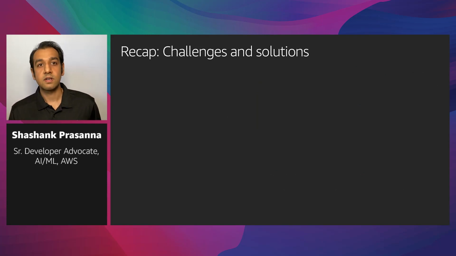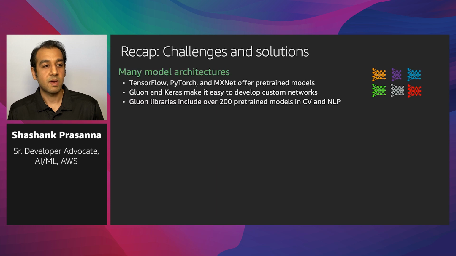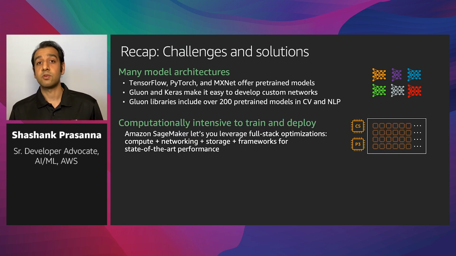And with that, let's recap what we discussed so far. I spoke about deep learning being a challenge with many different models and architectures. These frameworks provide you with convenient high-level abstractions, especially with high-level APIs like Gluon and Keras. You get a lot of pre-trained models so you can get started quickly. And just getting started is one thing. You want to be able to run this in a performant manner.